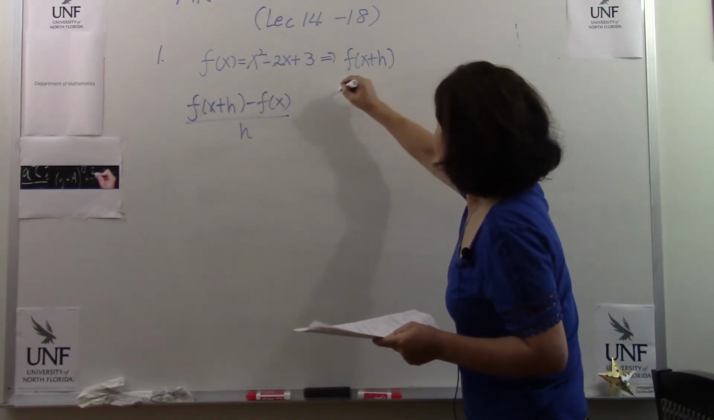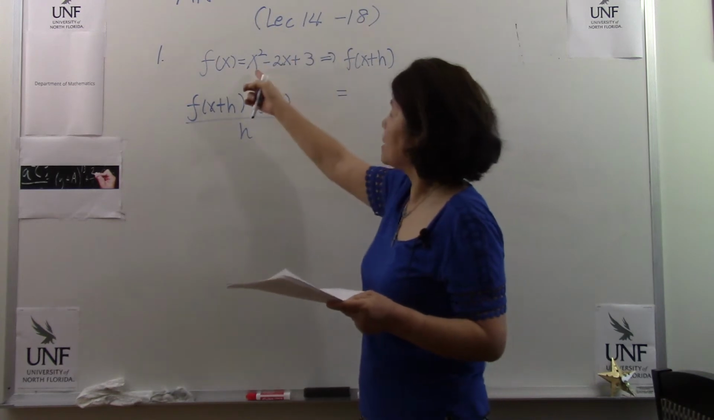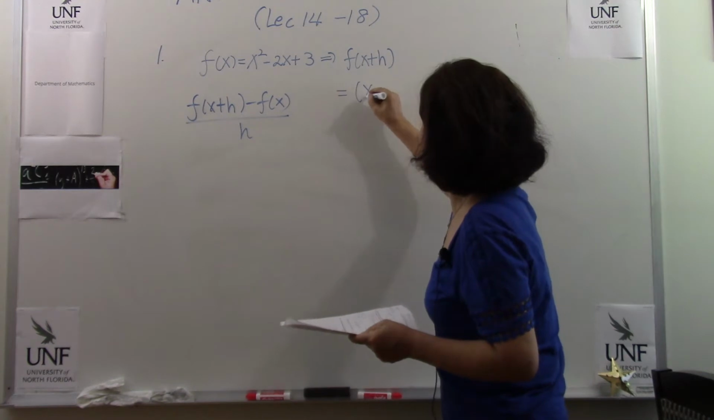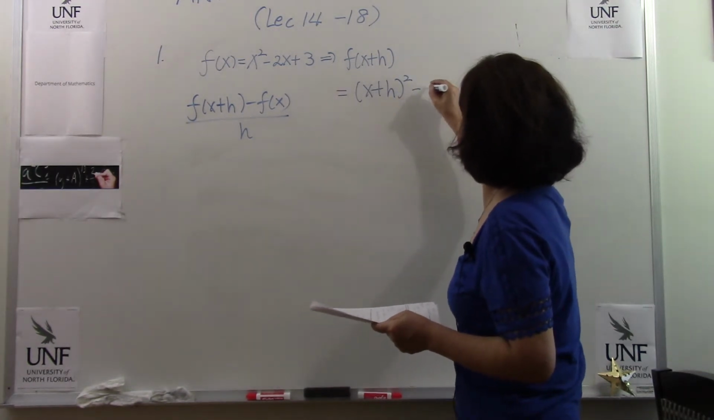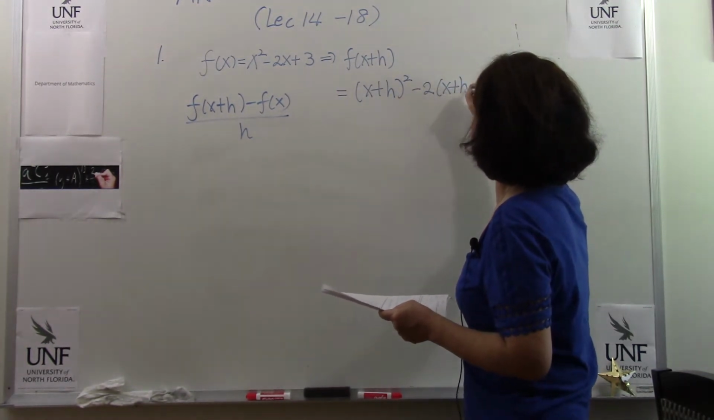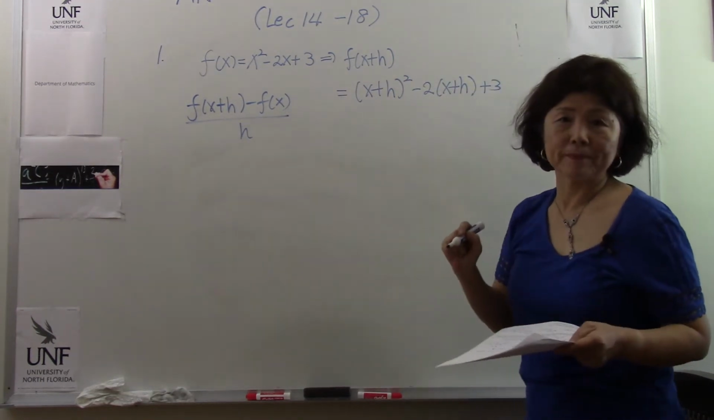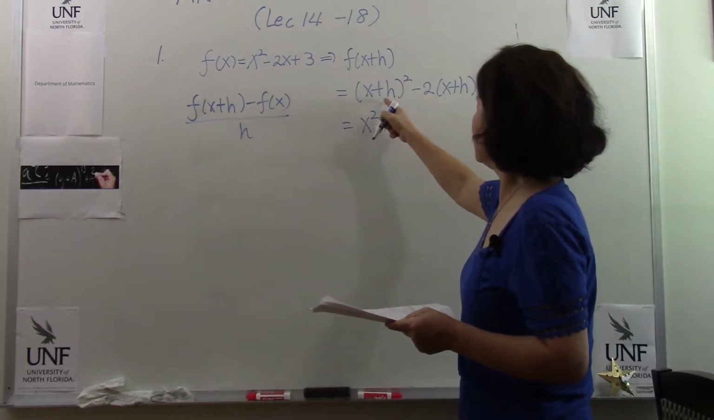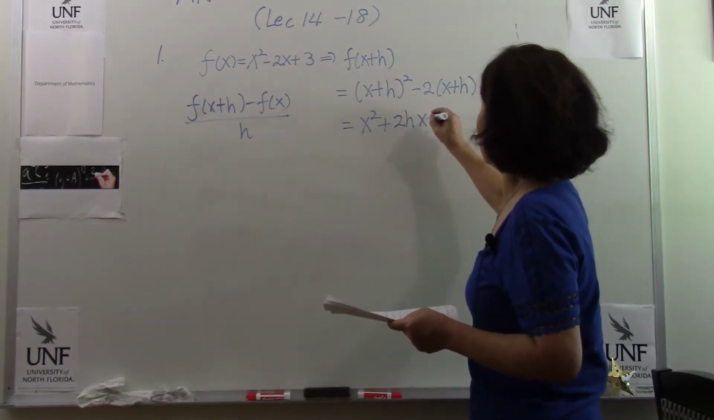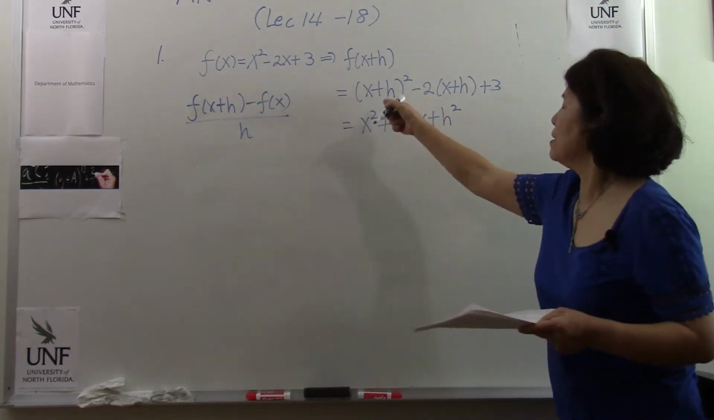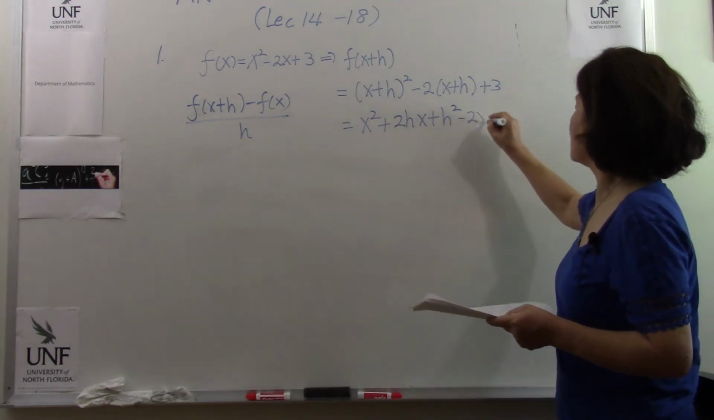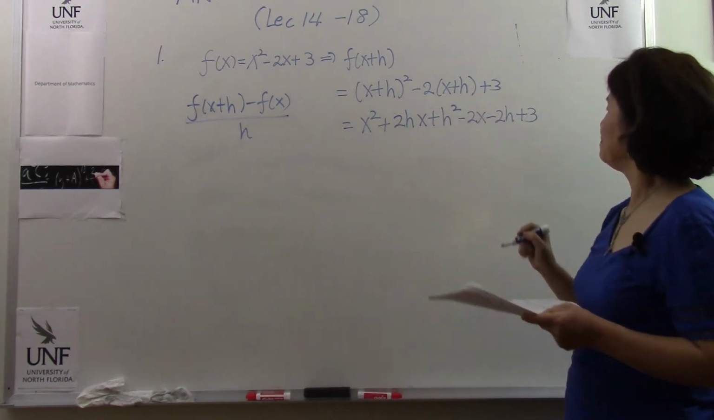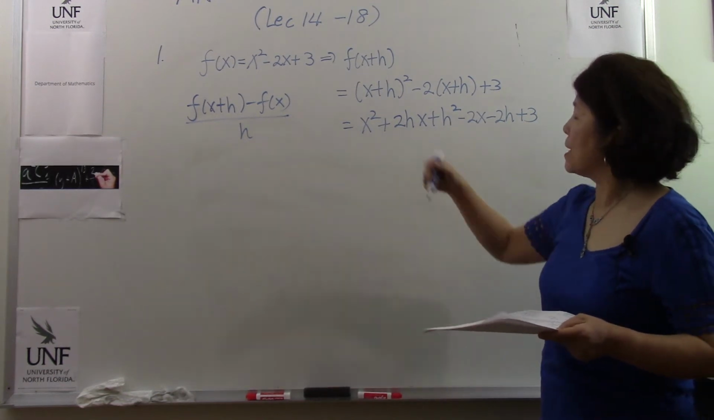What does that mean? F of x plus h means every x will be replaced by x plus h. So (x plus h) squared minus 2 times (x plus h) plus 3. That gives you x squared plus 2hx plus h squared. We finished the squaring, and minus 2x, don't forget to distribute, minus 2h plus 3. Okay? So there is nothing you can simplify.